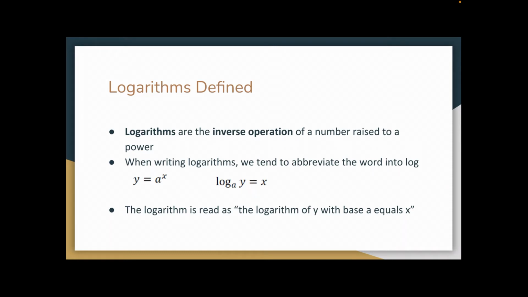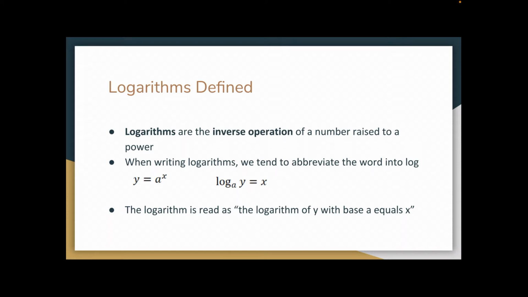The product rule states that if you're multiplying two powers with the same base, you can add the exponents. So I've written x to the a times x to the b. We can simplify this to be x to the a plus b. The quotient rule states that if you're dividing two powers with the same base, you can subtract the exponents. So we can say x to the a over x to the b equals x to the a minus b.